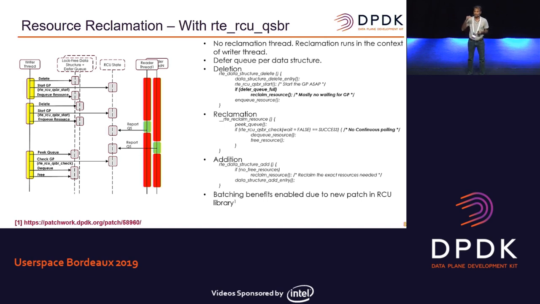reader threads are reporting back on each quiescent state. So for example, after the first delete, that's one quiescent state. After the second delete, that's another quiescent state. So if the third one has happened, the readers would have reported for one and two. So you could go ahead and free one and two.